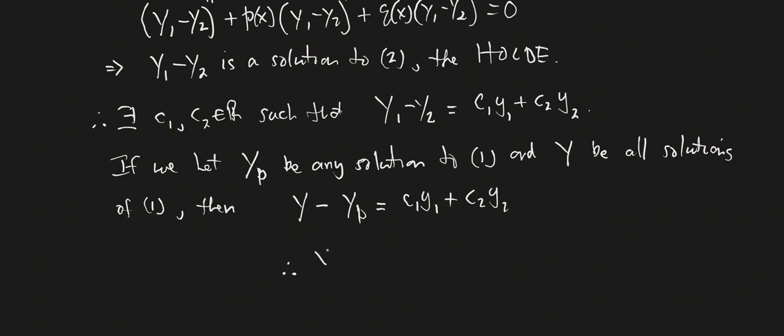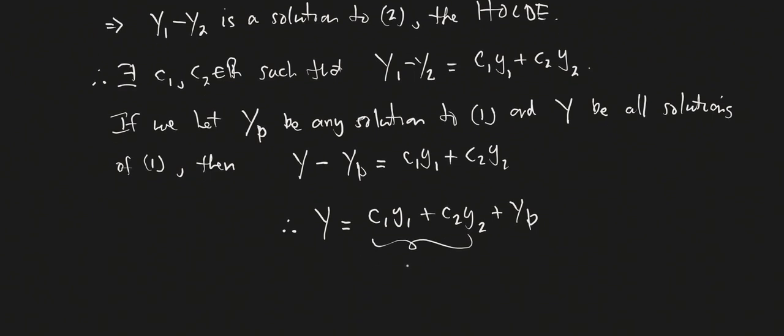So therefore, big Y can be written as C1 Y1 plus C2 Y2, and then now add this special function here to the right. This gives us all the solutions of the non-homogeneous equation, right? So this part here is often denoted y sub c. So I'll write it like this.